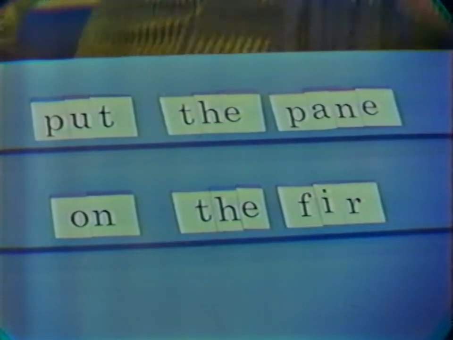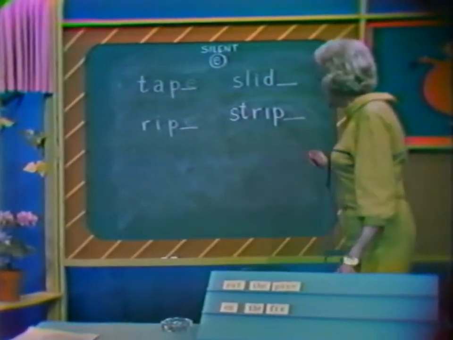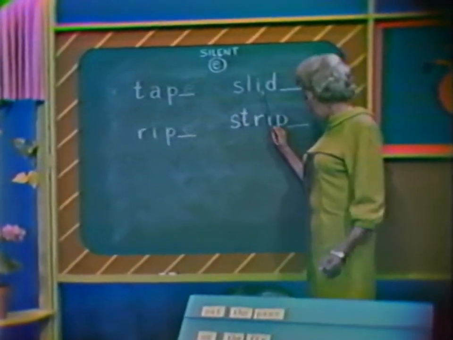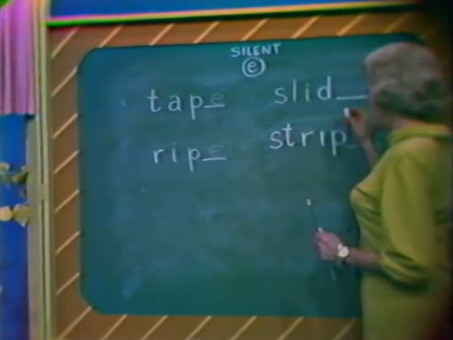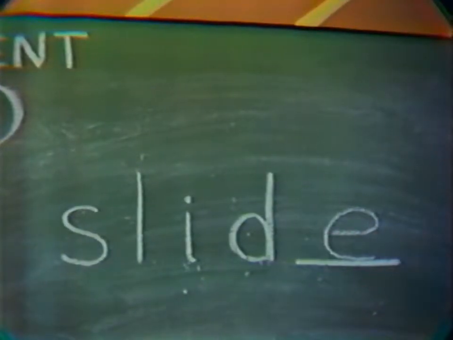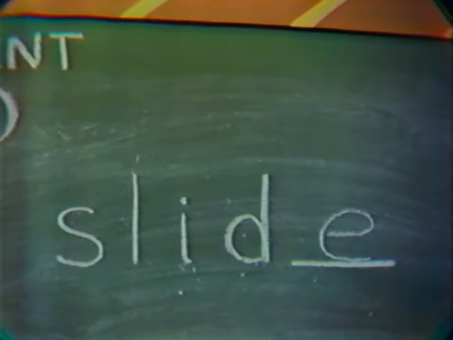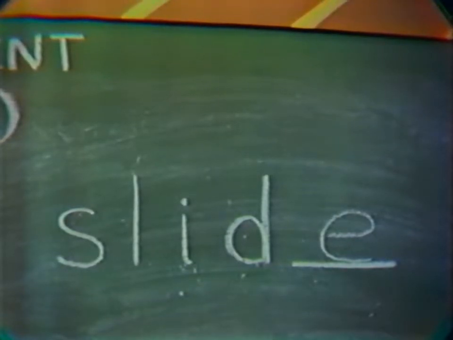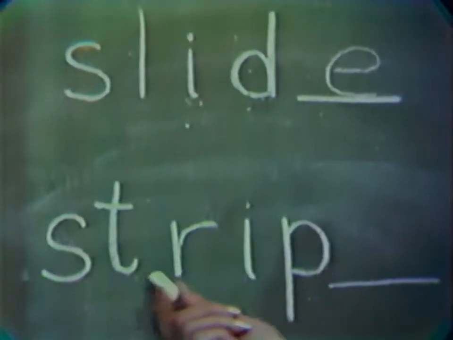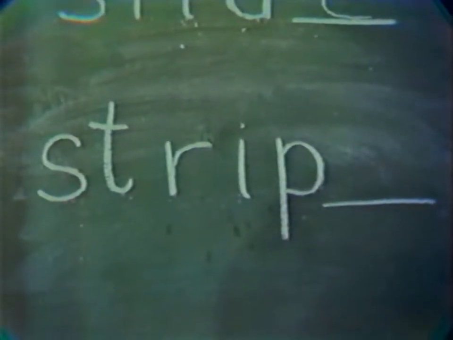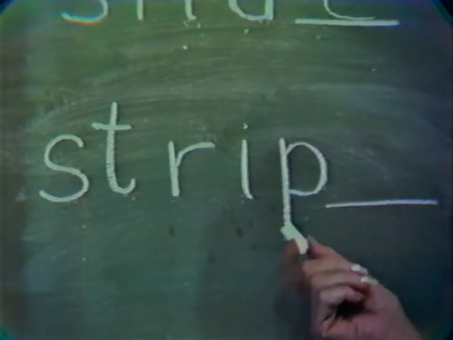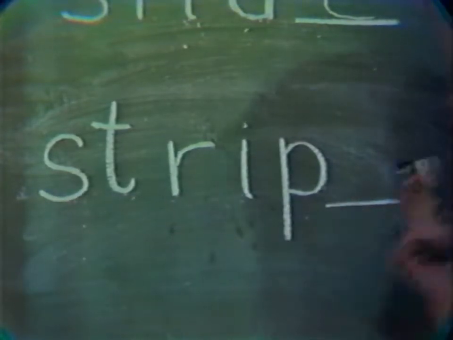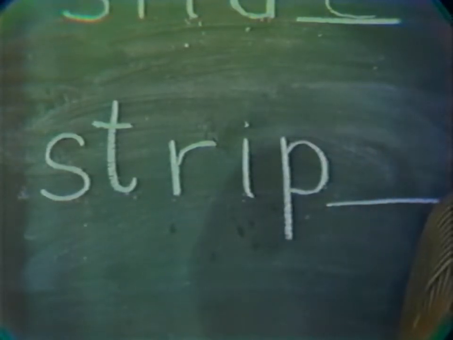Now let's go back here and try some longer words. Here is S-L-I-D, and it says slid. But let's put the E on, and now it says slide, slide. And here's an even longer word, S-T-R-I-P. Do you know what that is? Say it with me. Strip. Let's say it faster. Strip. Please get me a strip of paper.